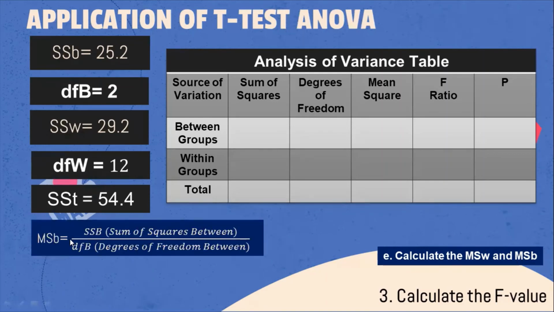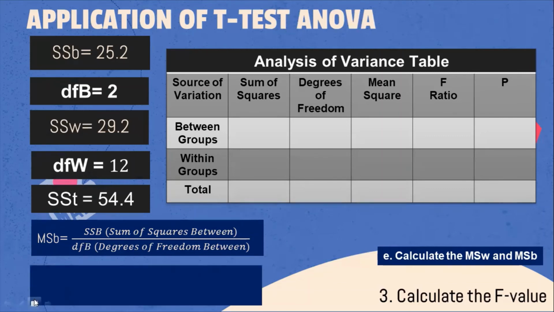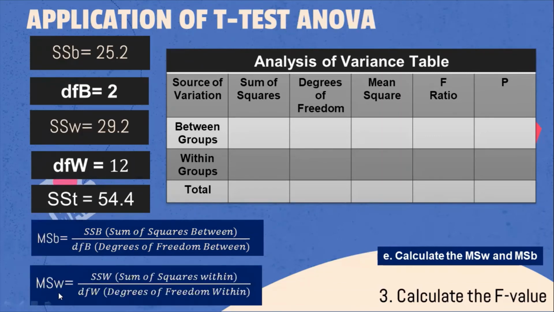Let's now check first the formula. MSB is equal to the sum of squares between over the degrees of freedom between. Then MSW is equal to the sum of squares within divided by the degrees of freedom within. Let's fill in this one first. The sum of squares of between groups is 25.20. The sum of squares of within groups is 29.20. The sum of squares total is 54.40. The degrees of freedom of between groups is 2. The degrees of freedom within groups is 12.